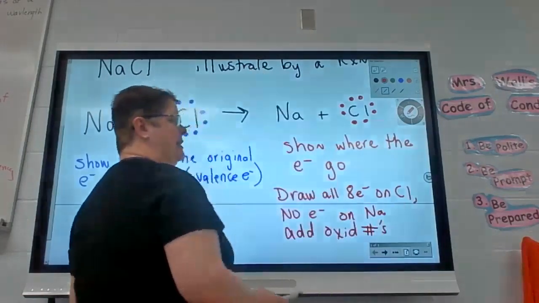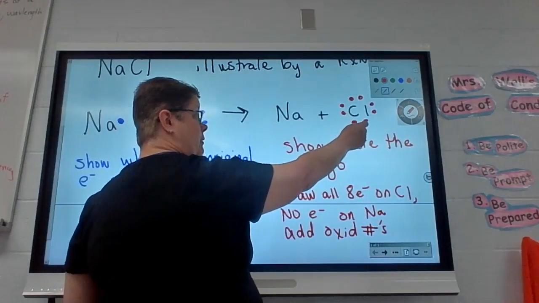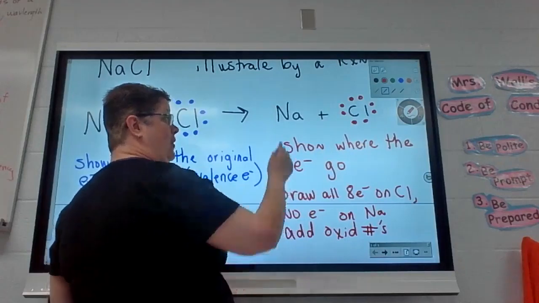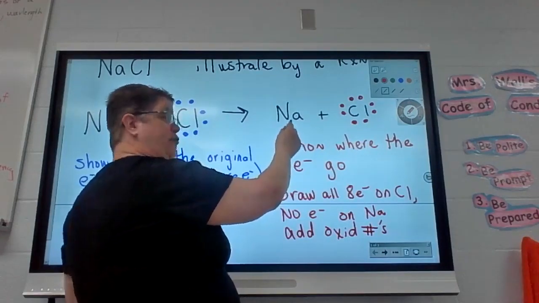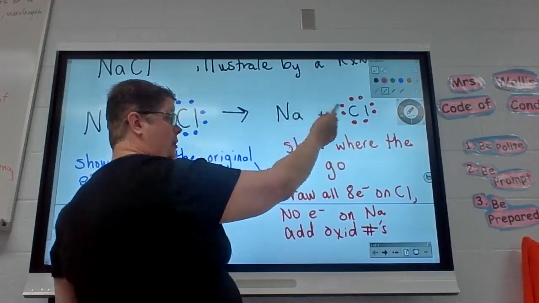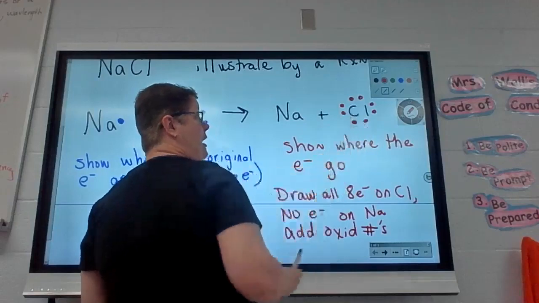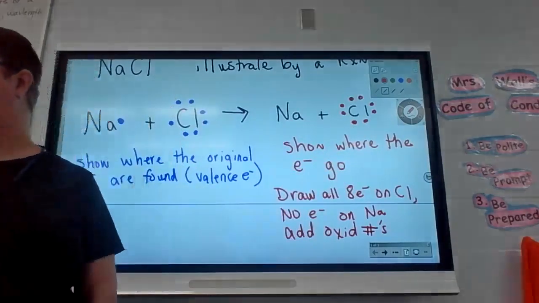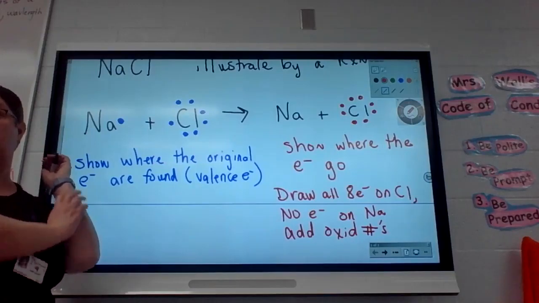So we drew dots on the one that gained. No electrons on the Na because it did what? It lost the electrons. So I didn't draw any on Na because it lost them. We drew them on the chlorine because y'all said it gained them. And y'all said draw in oxidation numbers. So what oxidation number is Na going to have?